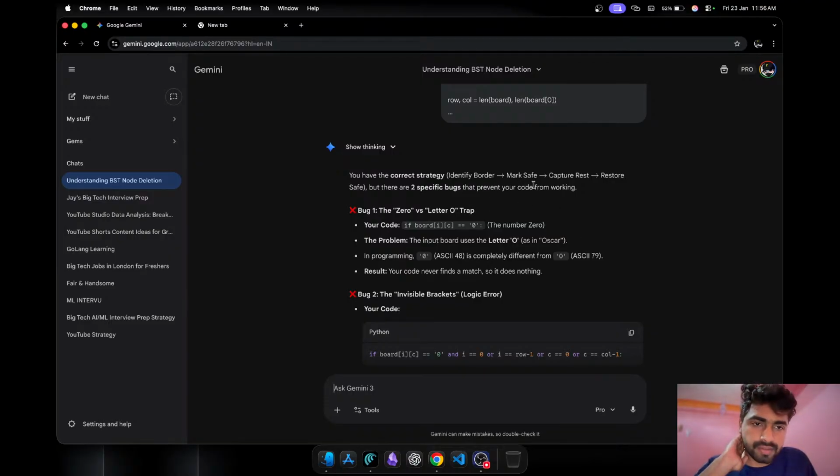You have the correct strategy. Identify border, mark safe, capture rest, restore safe. But there are two specific bugs that prevent your code from working.